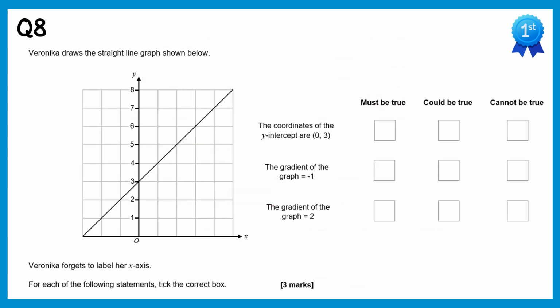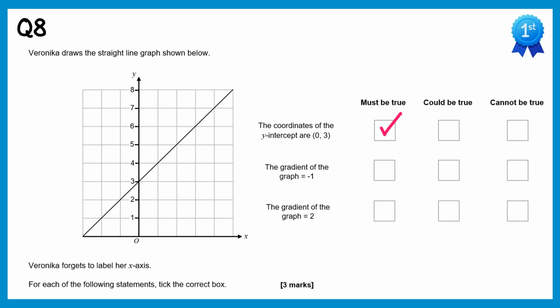For this question, we have 3 statements, and we need to tick the right box for each one. So let's start with the first statement. It says the coordinates of the y-intercept are 0, 3. Now the y-intercept is where the line crosses the y-axis, you can see that here, and that is at 0, 3. So that must be true.